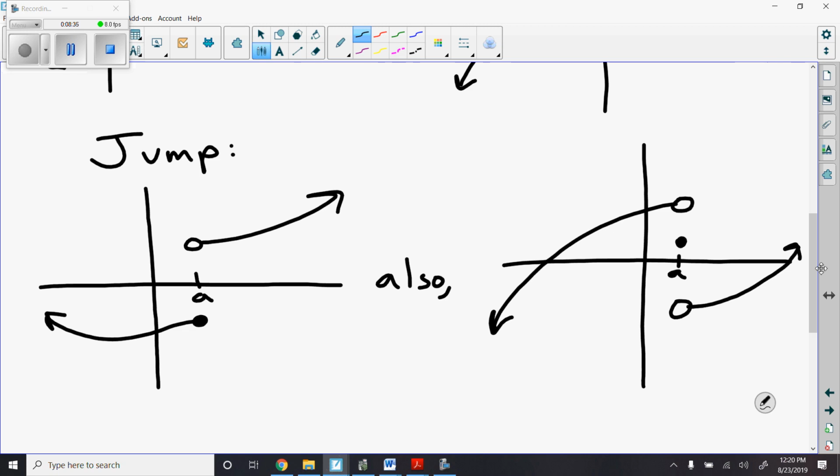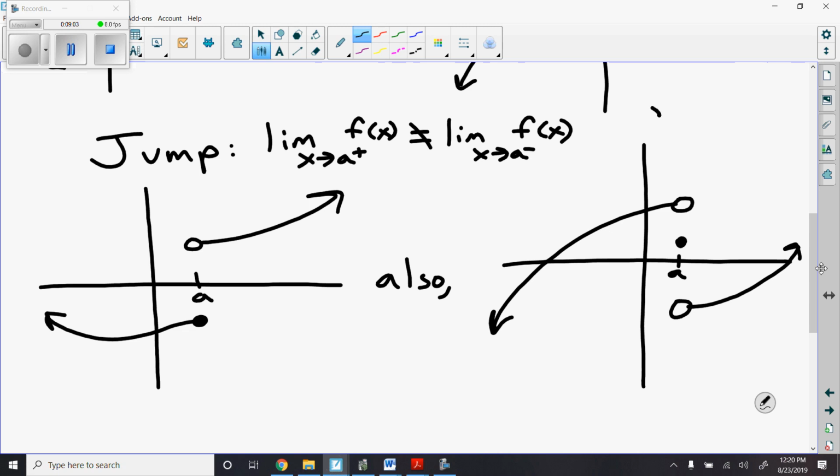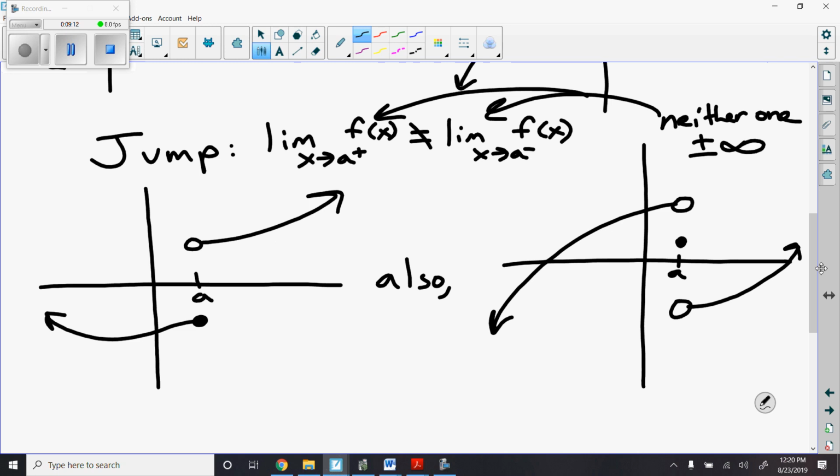We can say that a jump discontinuity is going to happen when the limit as x goes to a plus does not equal the limit as x goes to a minus. But both of those right-hand and left-hand limits aren't infinite, right? We don't have plus or minus infinity. Neither our right-hand limit nor our left-hand limit are plus or minus infinity. Okay.